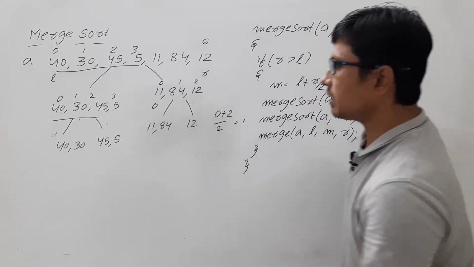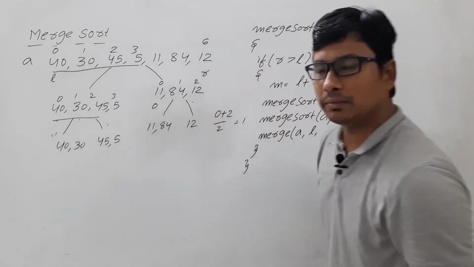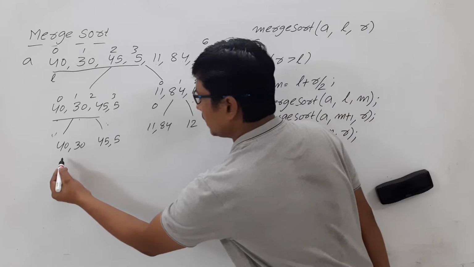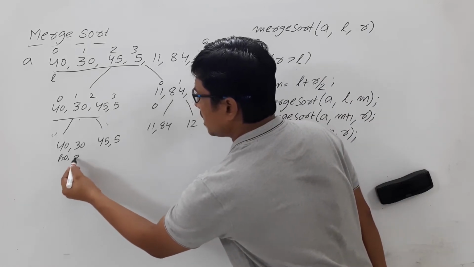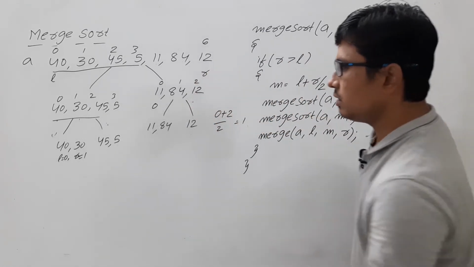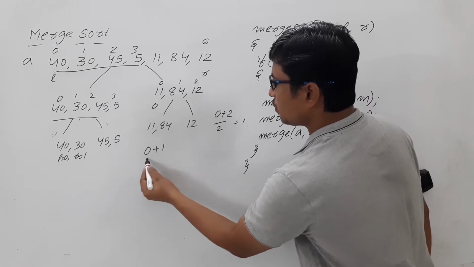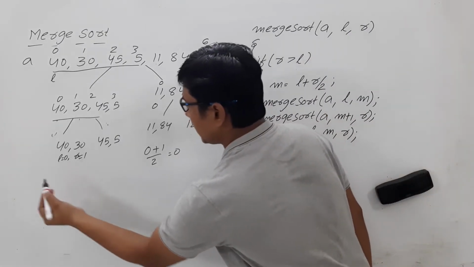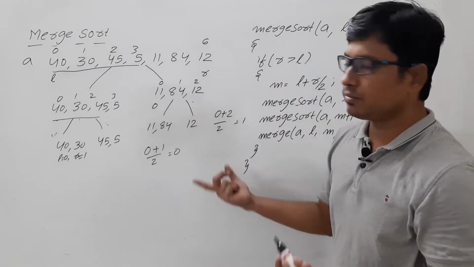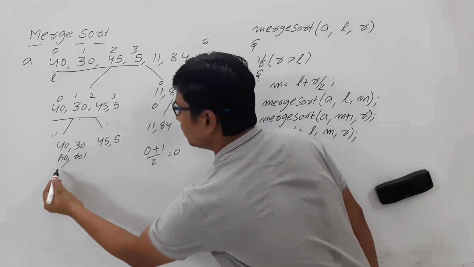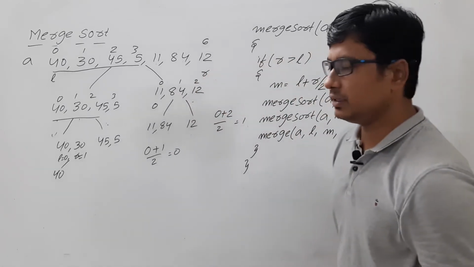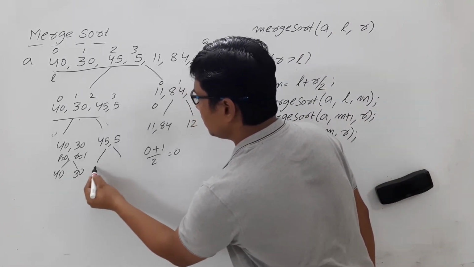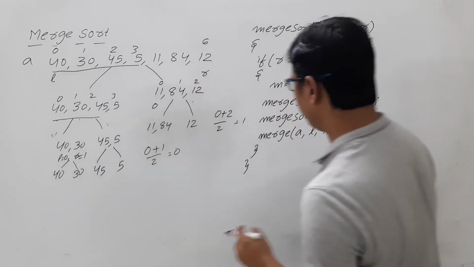Now if you look again, these are the two elements. If you again perform merge sort on that one, L is equal to 0, R is equal to 1, which is (0 plus 1) by 2, which is equal to 0. So from L equal to 0 to M equal to 0, only one element, which is 40, will be here, and 30 will be here. Similarly 45 and 5 will be there.